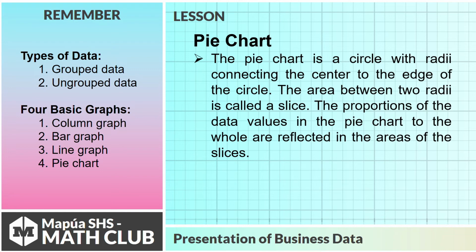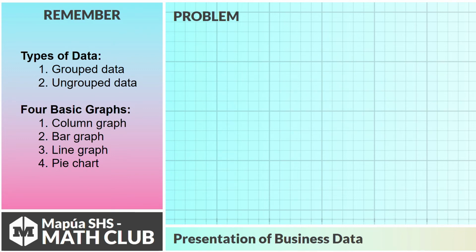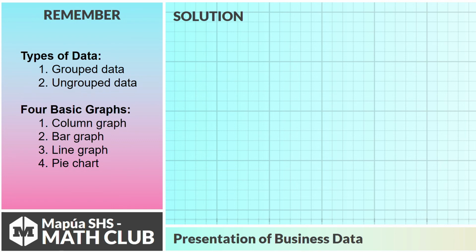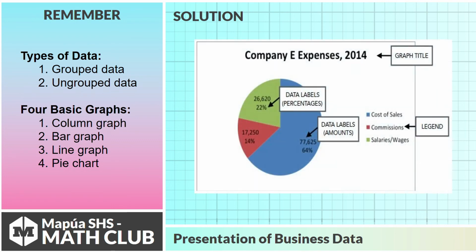So using this set of data, construct a pie chart for the breakdown of Company E's expenses for the year 2014. After inputting the needed information, our chart should look like this.